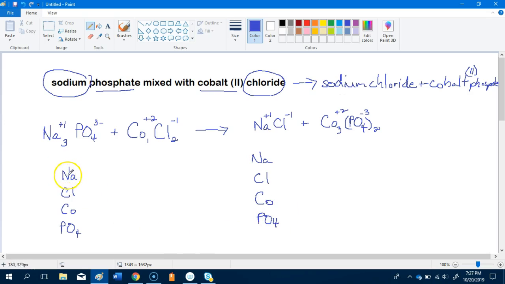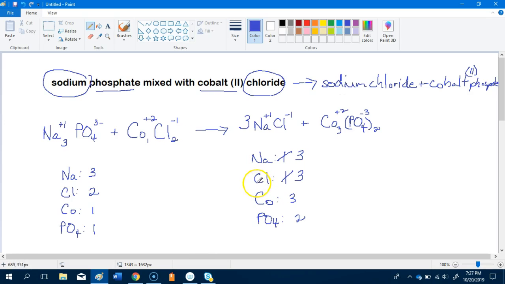So I'm going to go ahead and count up how many I have. I have 3 sodiums on this side. I have 2 chlorines, 1 cobalt, and 1 phosphate. On my product side, I have 1 sodium, 1 chlorine, 3 cobalts, and 2 phosphates. So first of all, I am going to balance my sodiums. I'm going to put a 3 here. That's going to give me 3 sodiums and 3 chlorines.